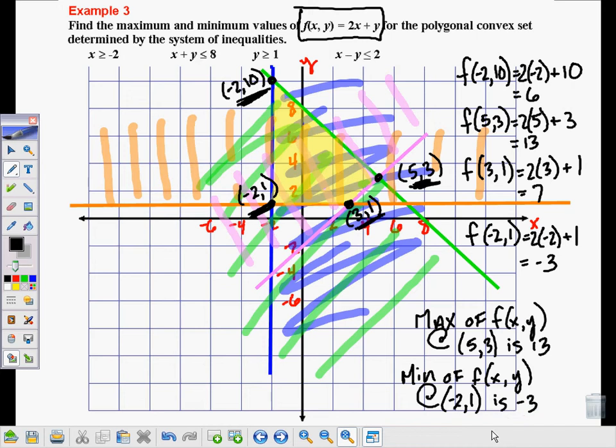There we go. So we have practiced graphing a system of linear inequalities, and then using the vertices of that system have identified a maximum and minimum value of a given function with the constraints provided, these other inequalities.